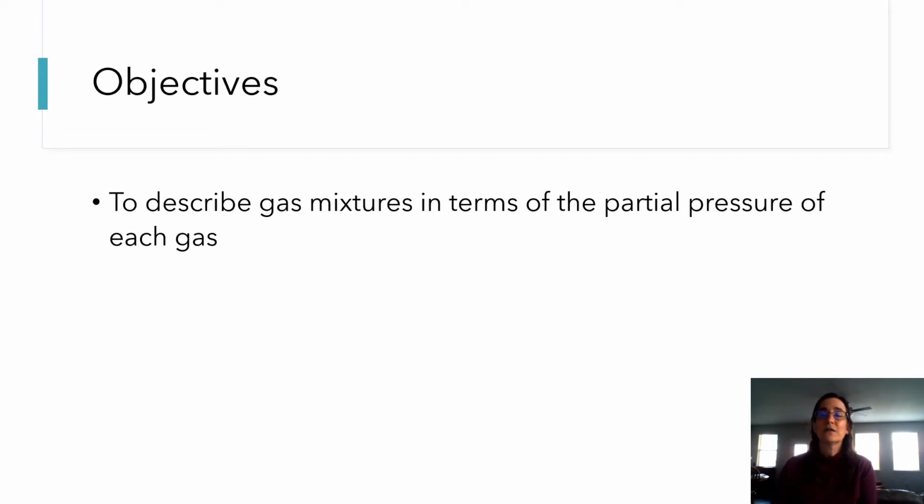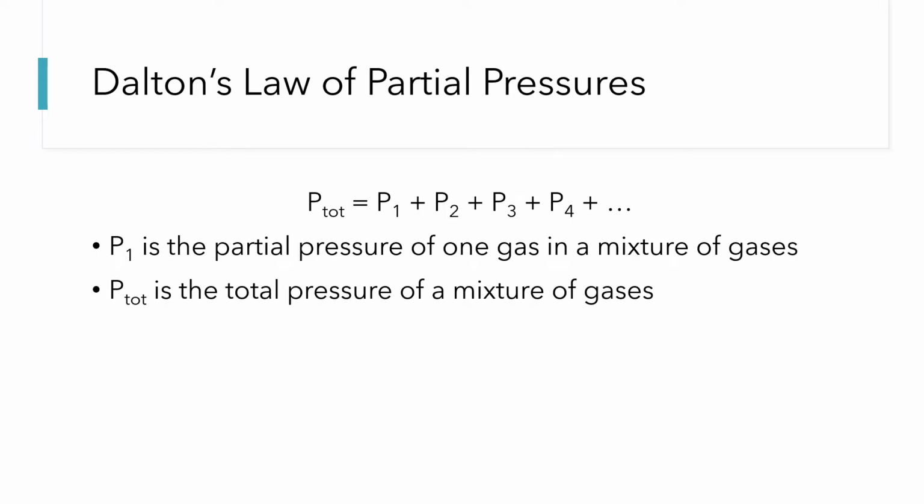So when we start talking about mixtures of gases, just based on the practicality of how we set up reactions, this is how we're going to talk about those mixtures. We'll talk about the pressure exerted by each part of your mixture of gas. The mathematical statement of Dalton's law of partial pressure is that the total pressure exerted by all of the gases in a mixture is equal to the sum of the partial pressures.